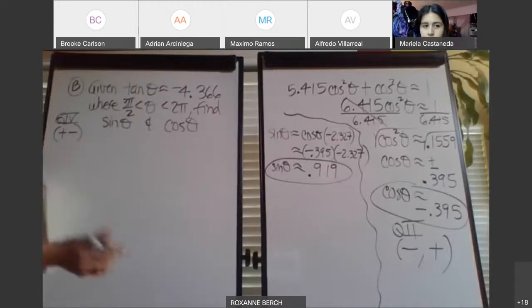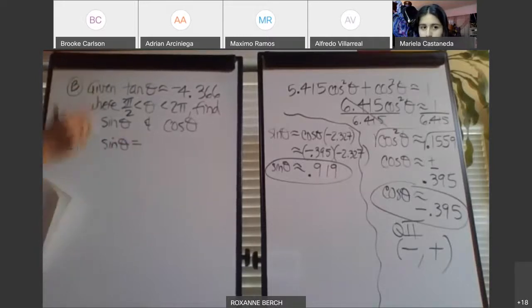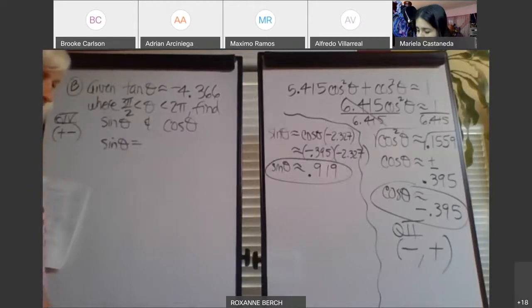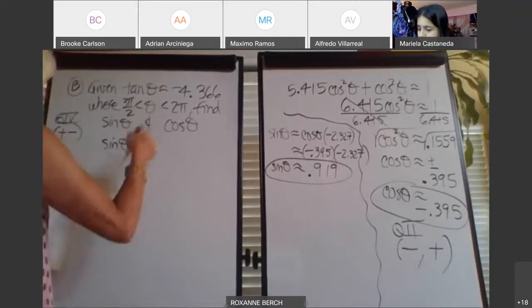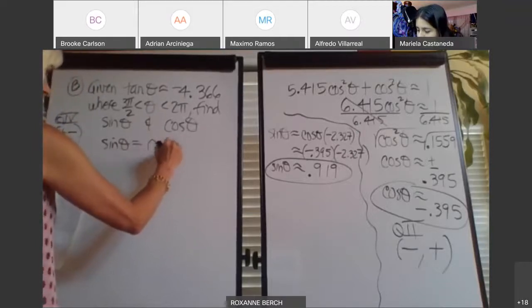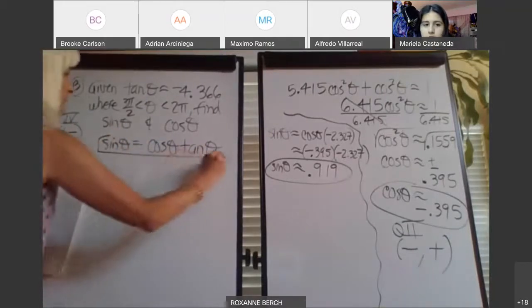Well, we're going to take the same approach. We're going to say sine of theta can be derived from our Pythagorean identity. Tangent of theta is equal to sine of theta over cosine. We can rewrite it to this, which is really weird, but whatever.